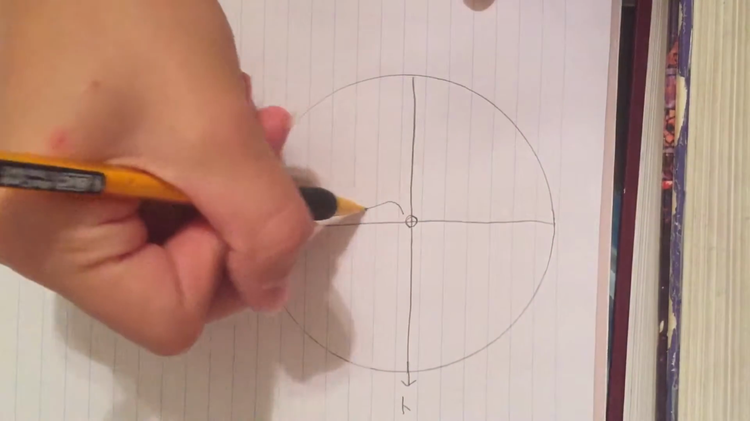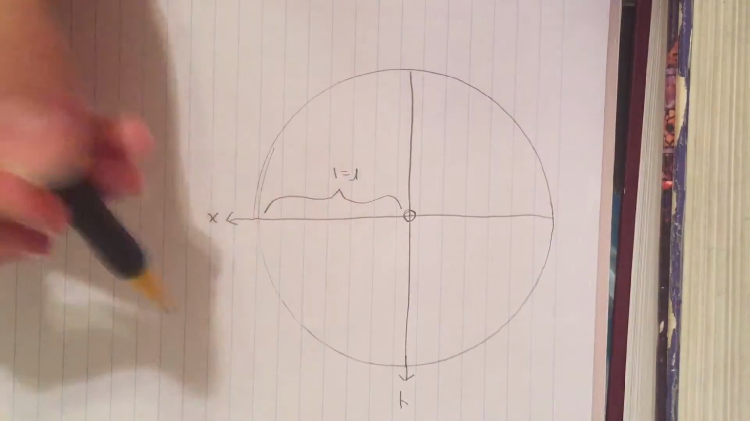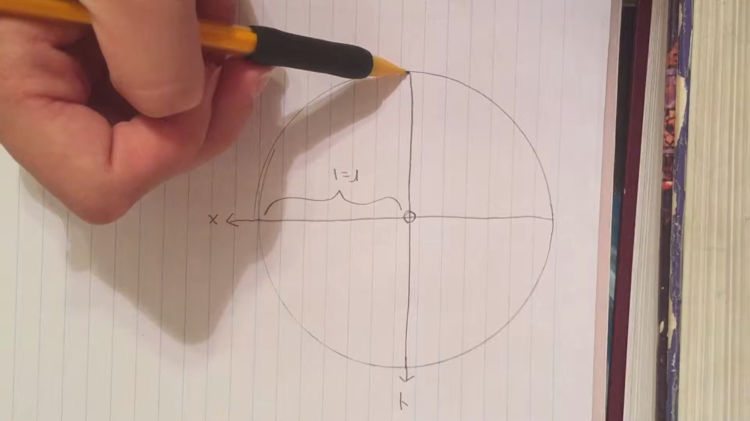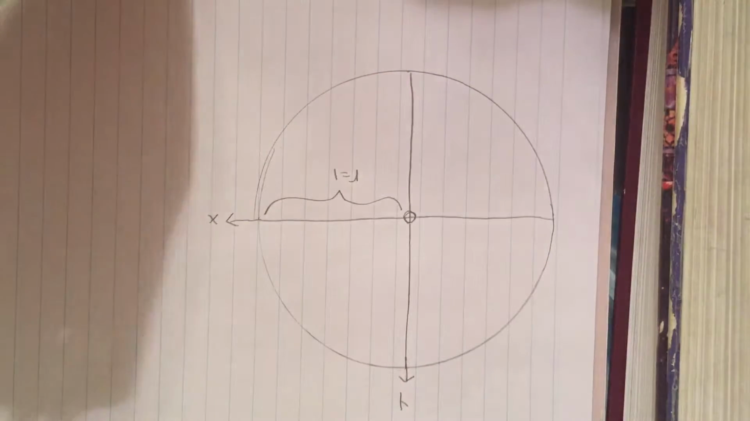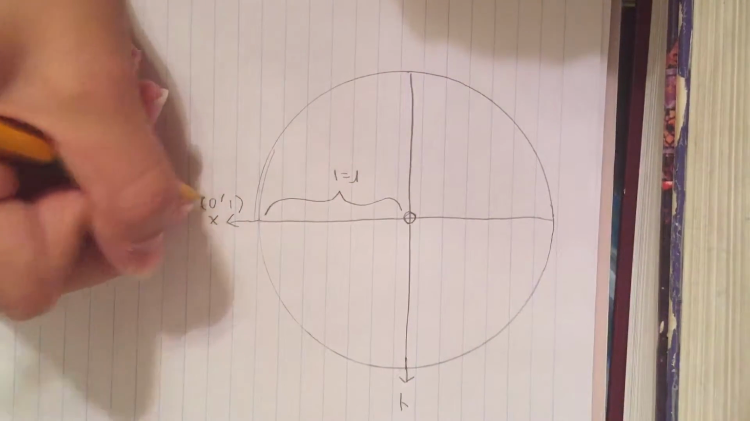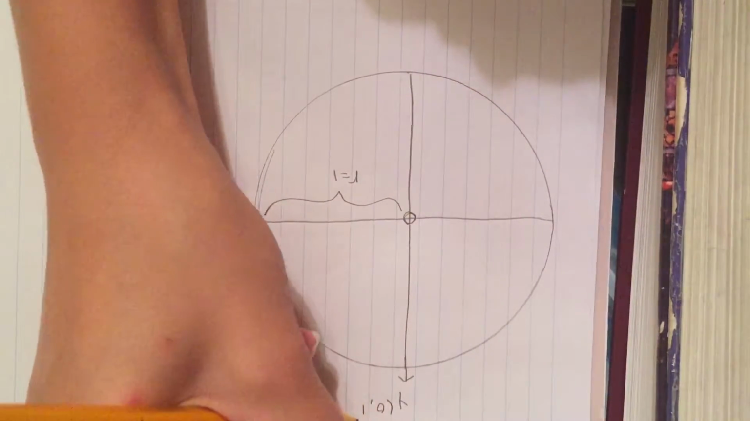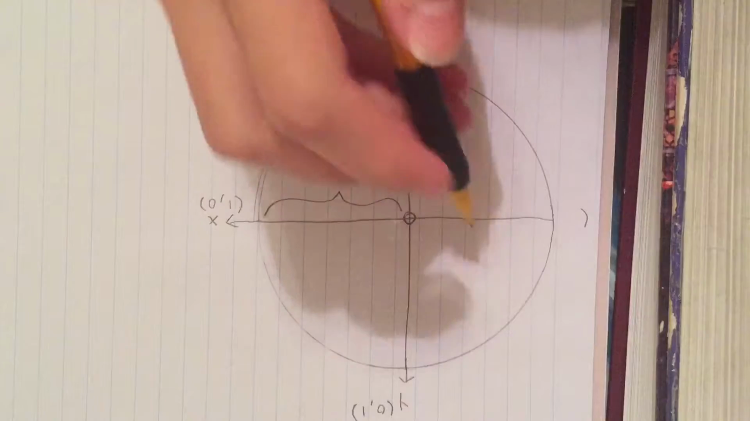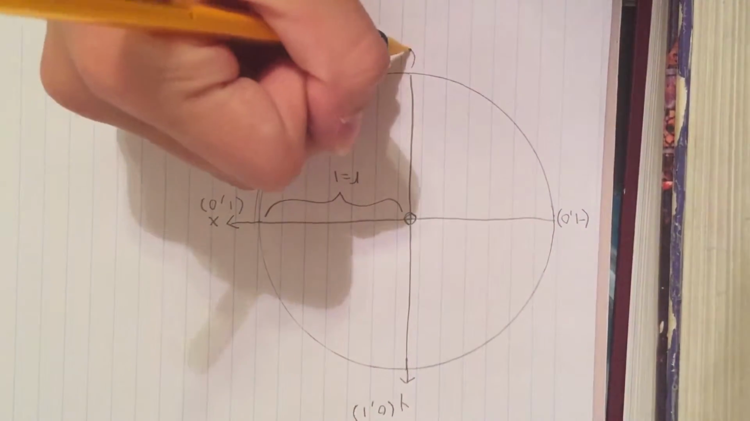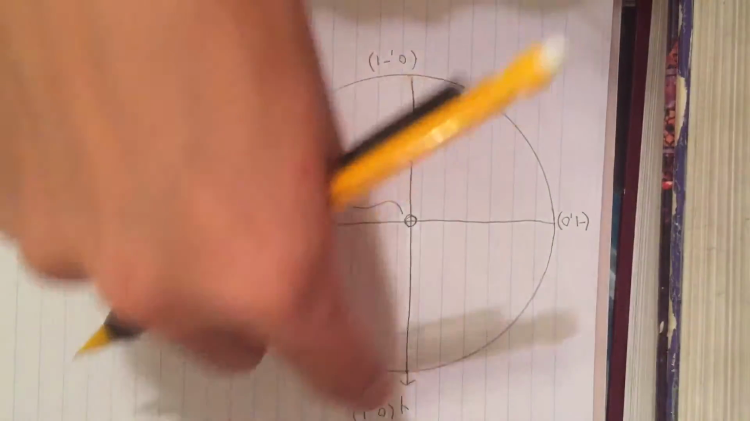Okay, the radius of the circle, which is why it's called the unit circle, is 1. So your radius is equal to 1. So these four are always pretty easy to figure out. Over here your x is 1, your y is 0. Up here your x is 0 and your y is 1. Over here your x is negative 1, your y is 0. Here your x is 0, your y is negative 1. Those are the four easy ones to figure out.